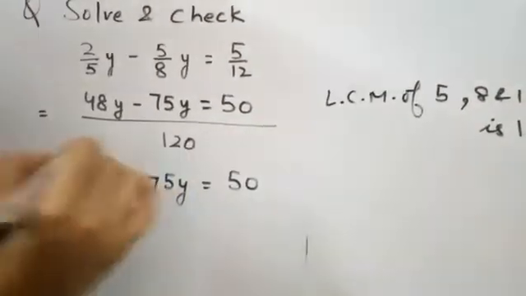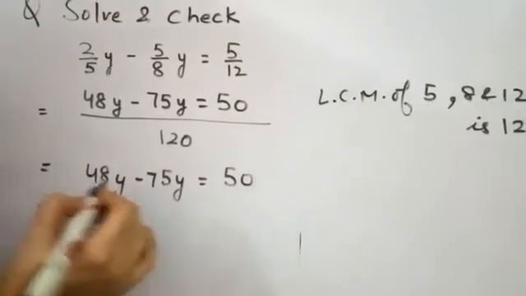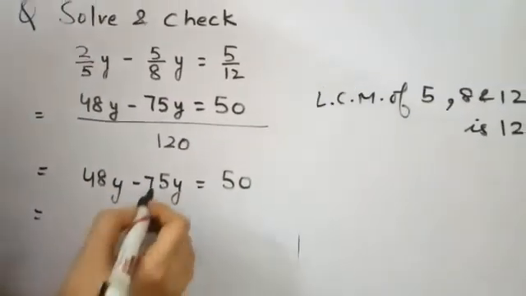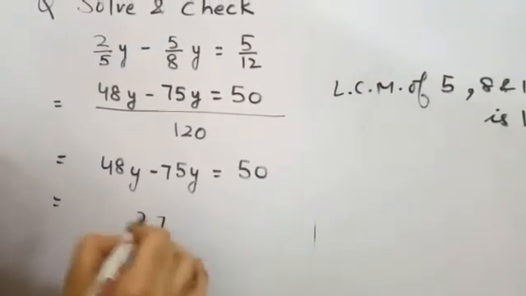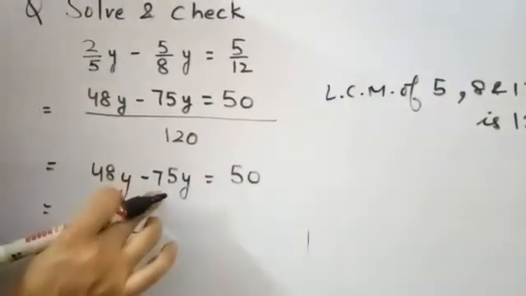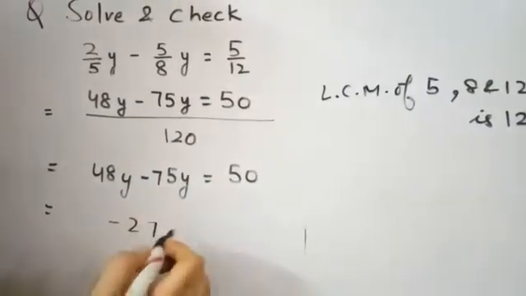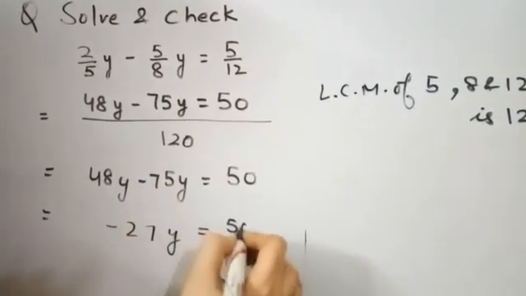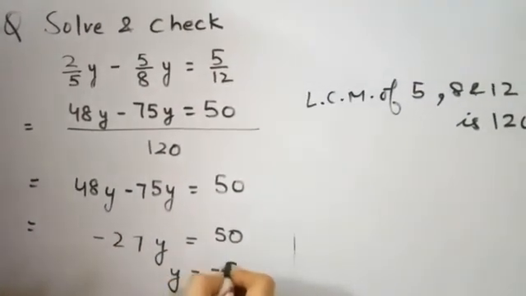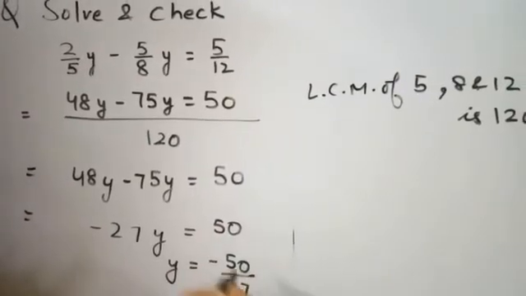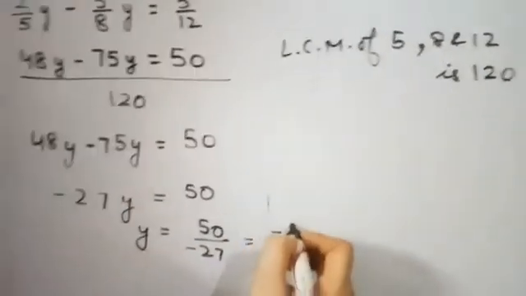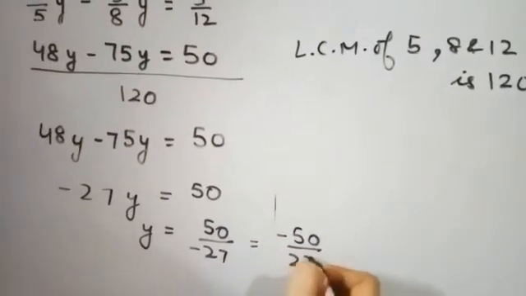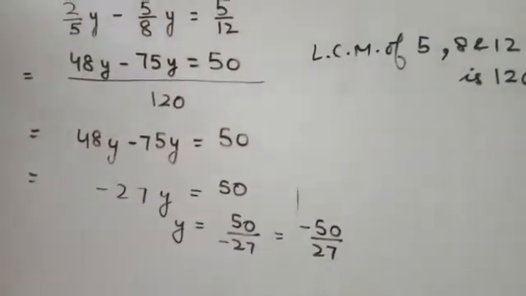Now 48 minus 75. Now one term is positive, other is negative. Just subtract the 48 from 75. 27, but minus 75, the bigger term is of negative sign, so minus 27, y is equal to 50 and y is equal to minus 50 by 27. If you want to keep it like this, 50 upon minus 27, it will become automatically in the standard form minus 50 by 27.